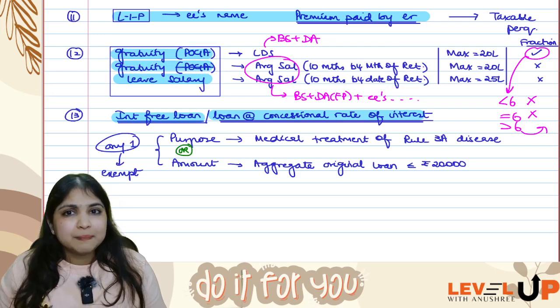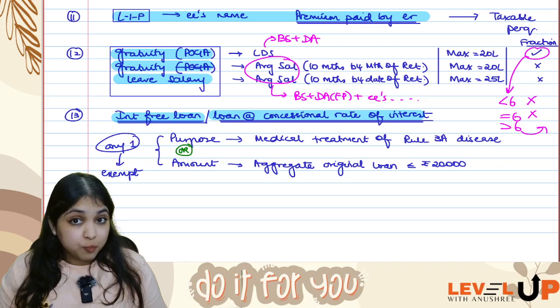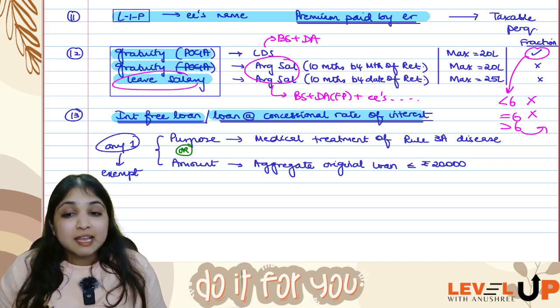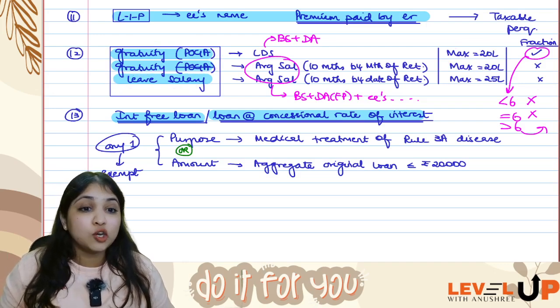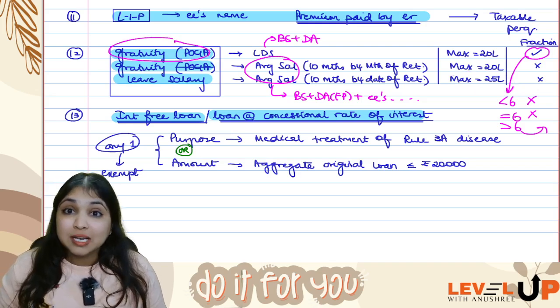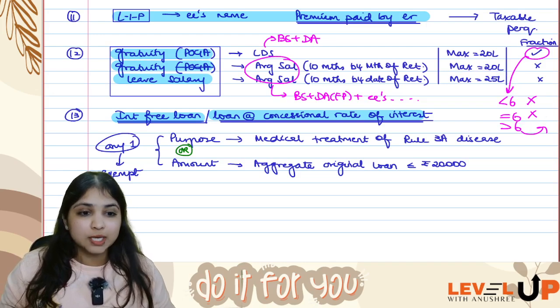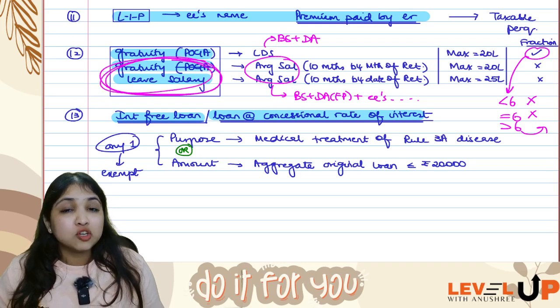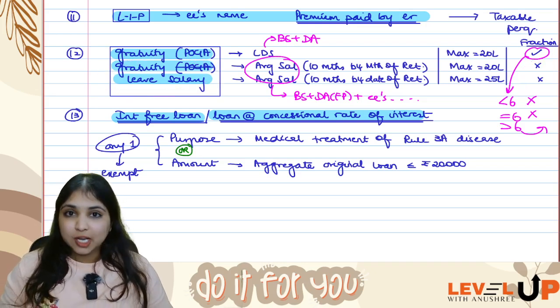For gratuity covered by POGA and not covered by POGA, in both, the maximum exemption which you can enjoy in your entire lifetime is 20 lakhs. In leave salary, the maximum exemption which you can enjoy in your entire lifetime is 25 lakhs. For gratuity covered by POGA, you will consider fractions. Up to 6 months you will ignore, more than 6 months you will round off to the next number. Gratuity not covered by POGA and leave salary, in both of these you will ignore the fraction.